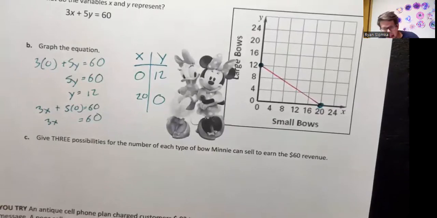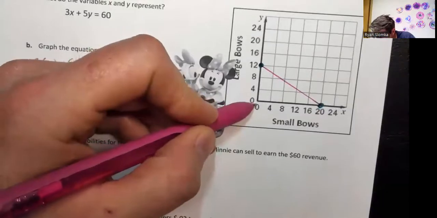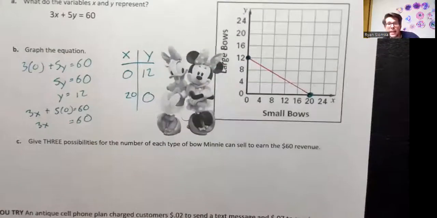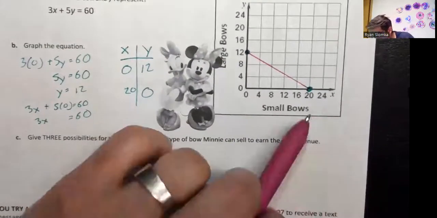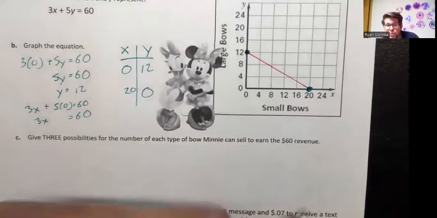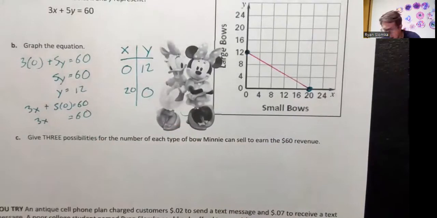That's our goal. Our goal is to make $60. So now we've already come up with 2 of those situations. If Minnie and Daisy did not sell any small bows, but they sold 12 large bows in a day, they would make their $60. Similar to that, but opposite, if they sold 20 small bows, but no large bows, they could make their $60 that way as well. But realistically, what's more likely to happen is that they're going to sell some small bows and some large bows. It will be a combination of the 2, not just one kind or the other. That is a little bit unrealistic.